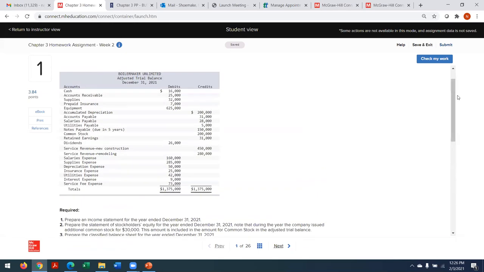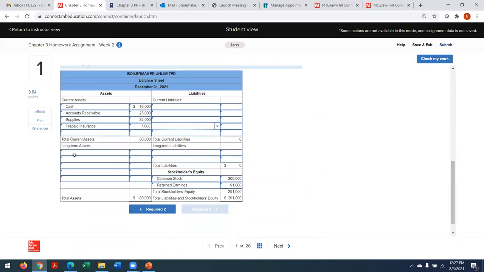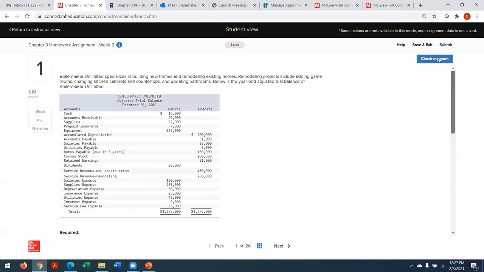We also will look to see our long-term assets. It looks like we've got equipment of 625,000, and this accumulated depreciation will offset our equipment. So our equipment, 625,000, less our accumulated depreciation of 200,000 will give us our net here, equipment less accumulated depreciation. I do not believe I have any other assets up there.